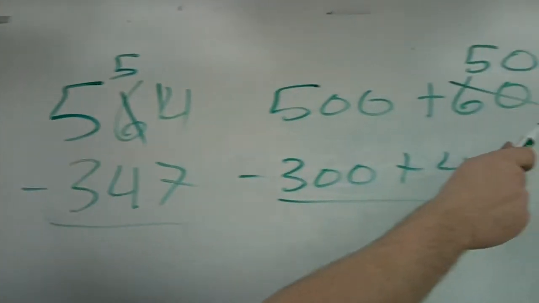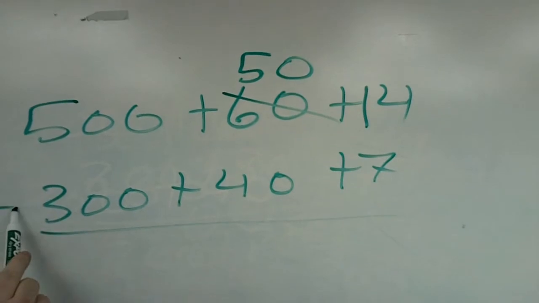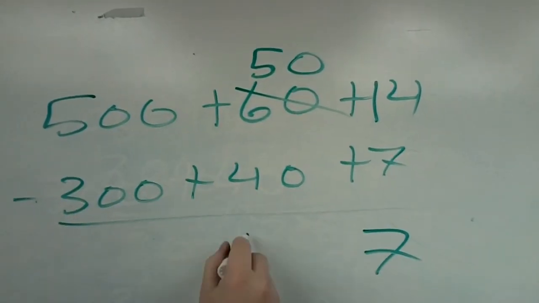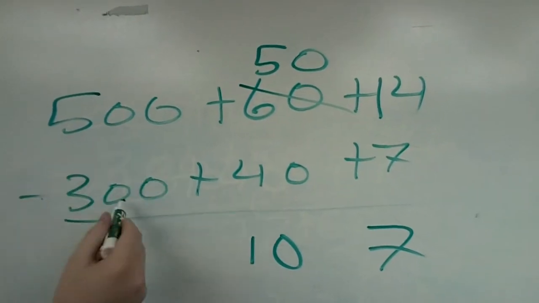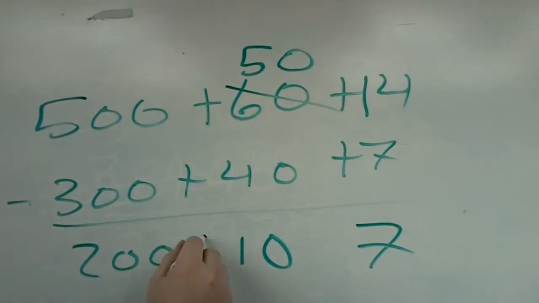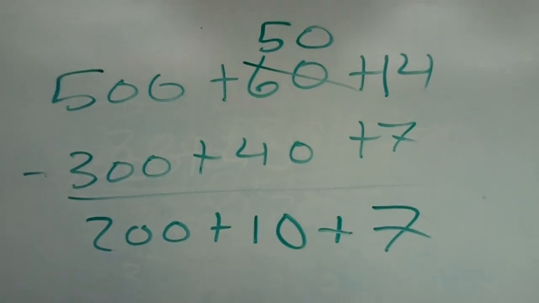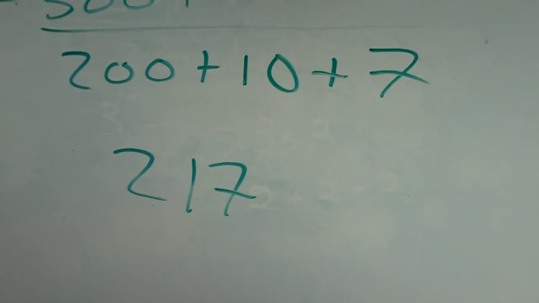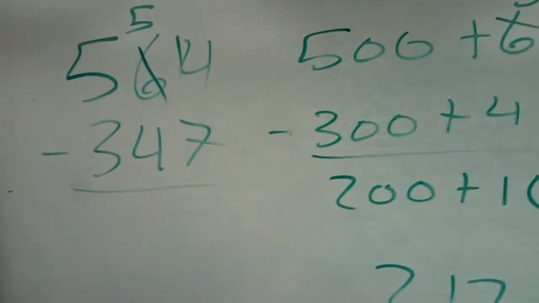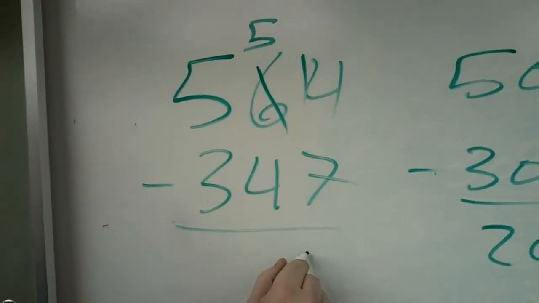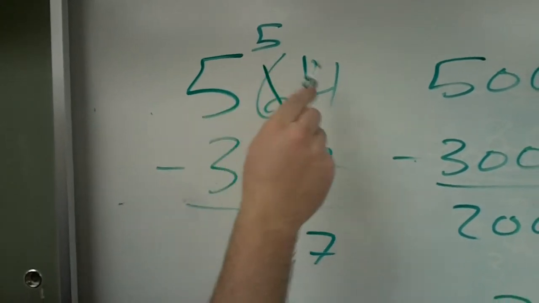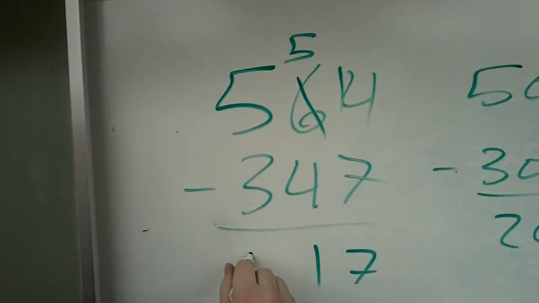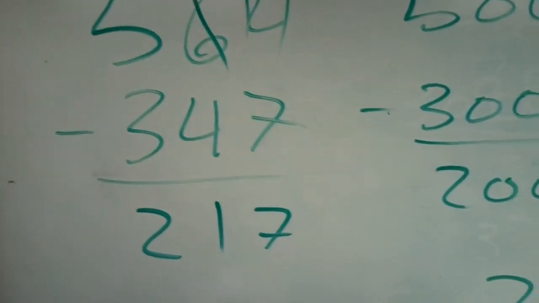Okay, so let's go back to our expanded form. So now I can go 14 minus 7 is 7. 50 minus 40 is 10. 500 minus 300 is 200. So 200 plus 10 plus 7 gives us our 217. If we go to it the way that you've been taught in the past, 14 minus 7 is 7. We've already taken care of our borrowing there. 5 minus 4 is 1. 5 minus 3 is 2. And we get the same 217.